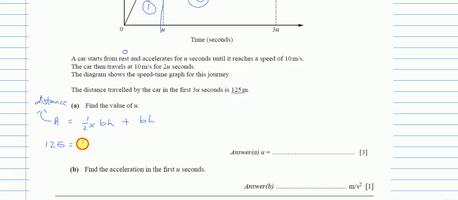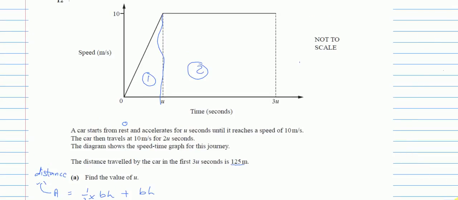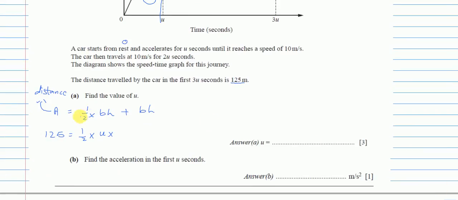This equals half times base, which for the first one is from 0 to u, so it is just u, times height, which is 10. Is it 10? Oh, it is 10. Okay, so it will be 10. This is my first one, and then I have to add the other one, base times height. Height was obviously still 10, and the base from u to 3u was 2u. So it is 2u.